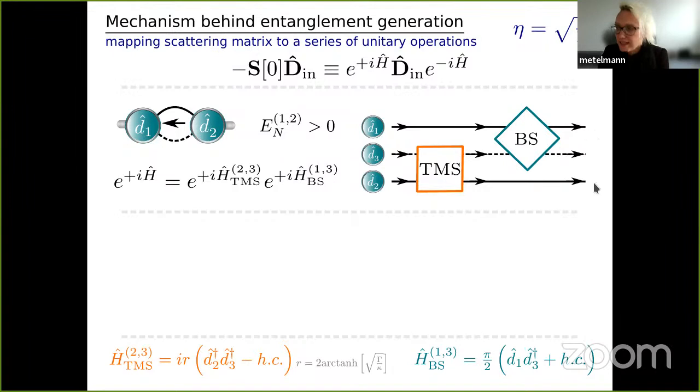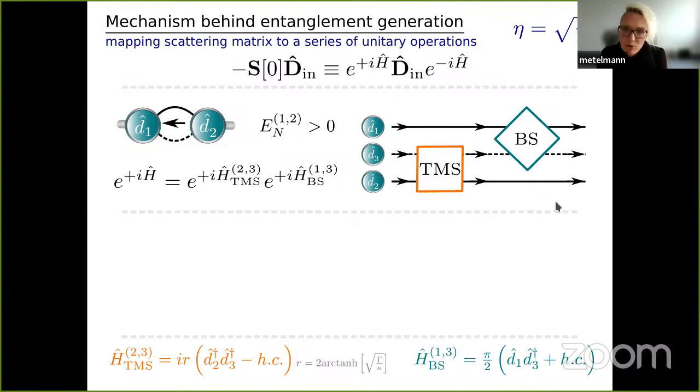Right? So it's like an indirect entanglement process, which is also what I would call dissipative entanglement. But in the end, if you have vacuum input and you apply these unitaries, you exactly get what we expect, this entanglement between mode 1 and 2.